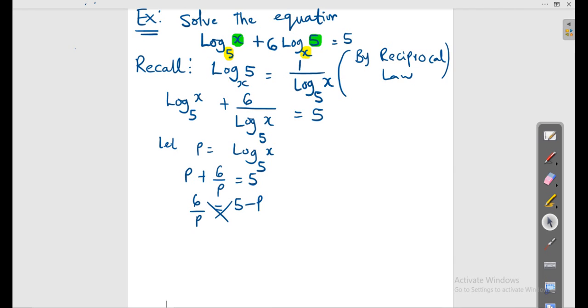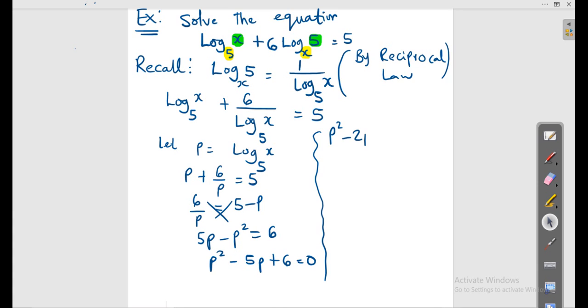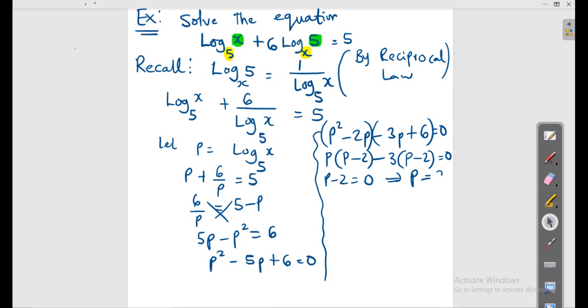Cross multiply, that gives us 5p minus p squared equals 6, which is the same thing as p squared minus 5p plus 6 equals 0. So try to factorize this. You will have p squared minus 2p minus 3p plus 6 equals 0. For the first bracket, p into p minus 2, the minus 3 into p minus 2 also equals 0. So p minus 2 equals 0, which shows that p is 2. Take notes. p minus 3 equals 0, which shows that p is 3.